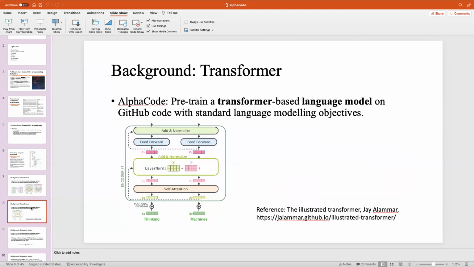And also, here's a reference which explains the transformer in detail. I find it's really helpful to read. So if you are interested, you can refer to this link. It's a blog by Jay Alammar.